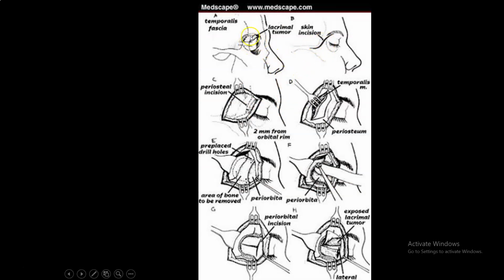And we said that this is the incision, and then we'll have the temporalis fascia incised and temporalis muscle retracted posteriorly, and periosteum drilling or periorbita and peeling the periosteum posteriorly and peeling the periorbita from below. Then by the drill, by the osteotome or by the oscillating saw, we can cut the lateral orbital rim and we open the periorbita and reach the lesion.